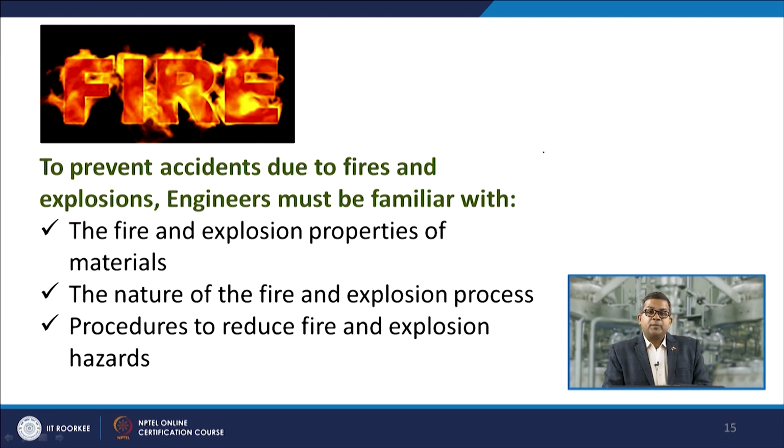When the engineering perspective comes into the picture, engineers must be familiar with the fire and explosion properties of the material: what is the boiling point, the flash point, the flame point, etc. The nature of the fire and explosion process, how it catches fire, and what kind of things may lead to fire. Then the procedures to reduce fire and explosion hazard. Once it is ignited, how can we reduce the fire? Sometimes you may use a sprinkler system, sometimes cordon off air, sometimes cut the fuel supply to the source. All three things we have covered are the engineered aspects, and how we can engineer them we will discuss in the next couple of slides.